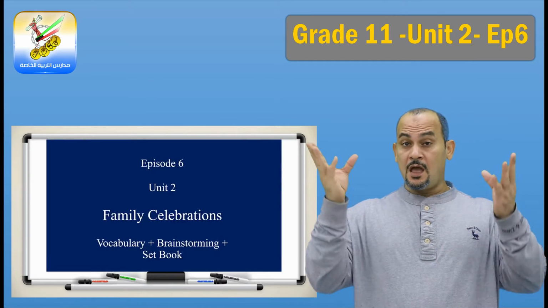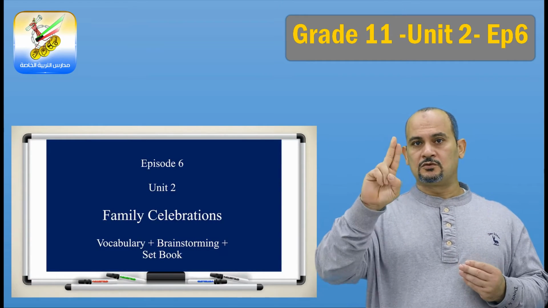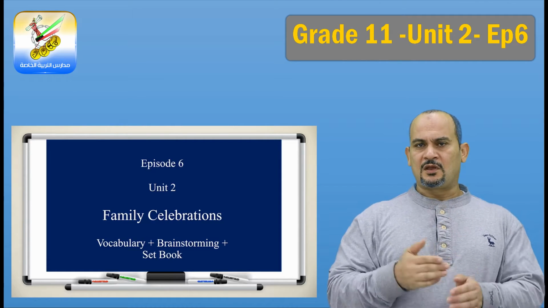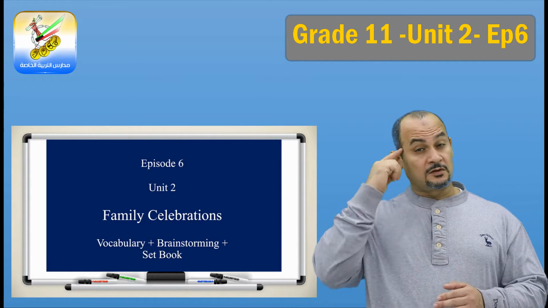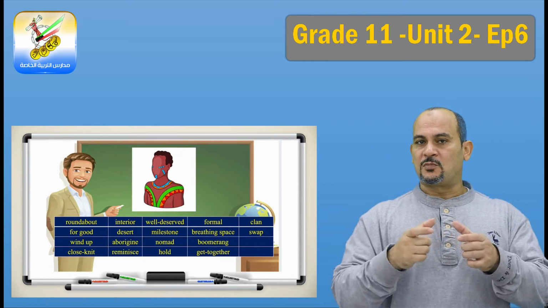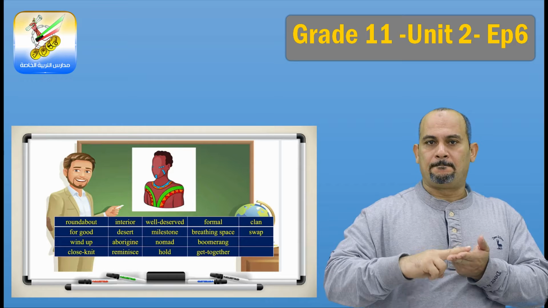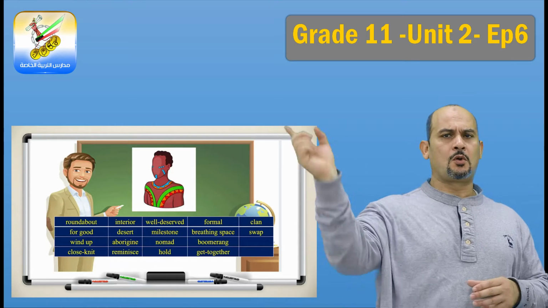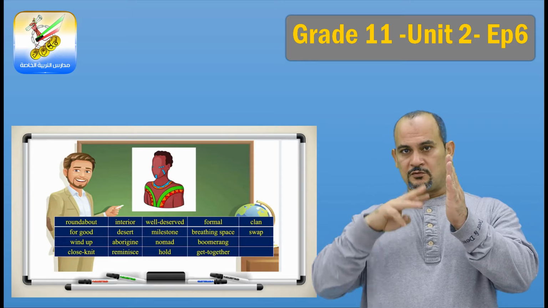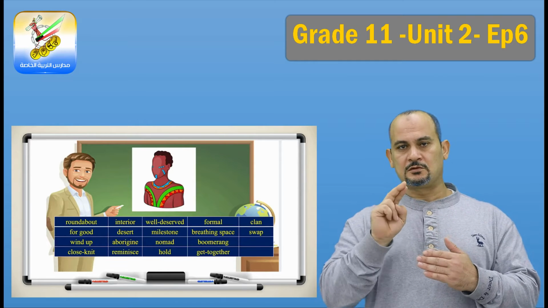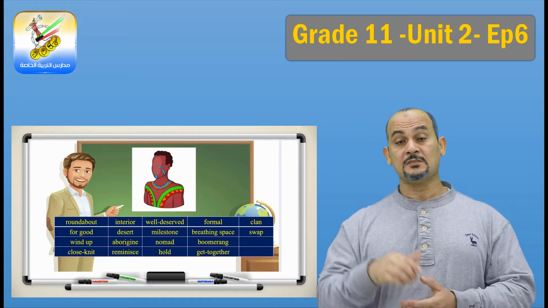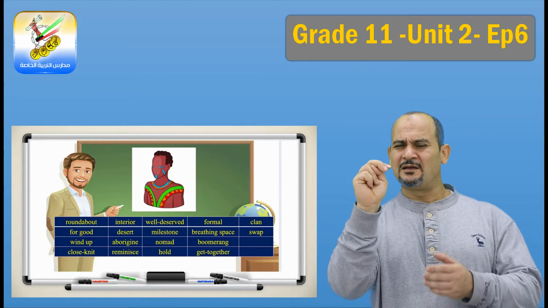So let's get started with Family Celebrations, Unit 2, Episode 6, and we'll talk about the vocabulary items and the setbook questions. So let's see the vocabulary first. We have a bundle of words today to discuss that include roundabout, interior, well-deserved, formal, clan, swap, nomad, get together, closeness, reminisce, hold, aborigine, dessert, for good, wind up, milestone, boomerang, and a breathing space.